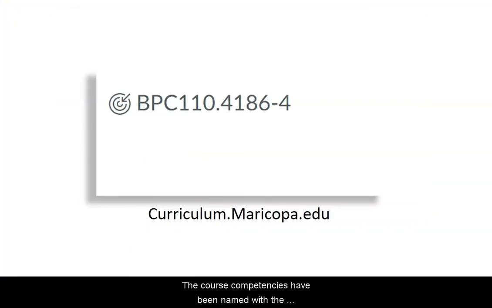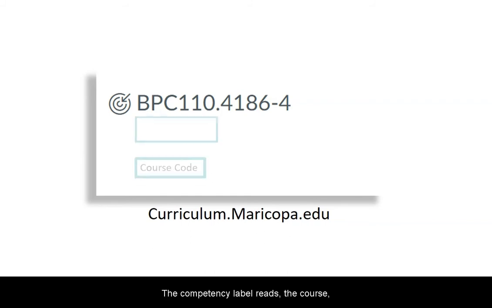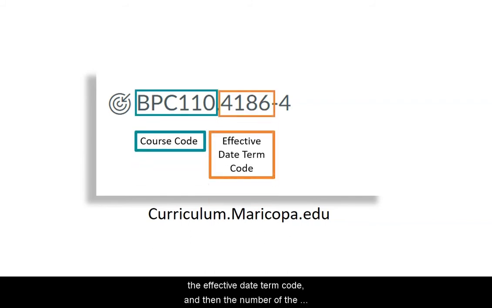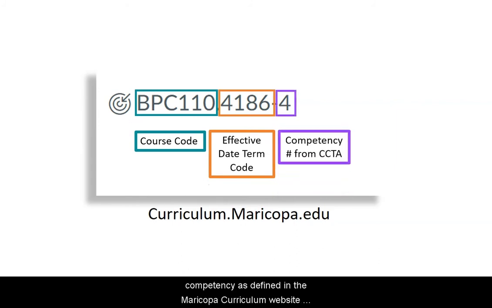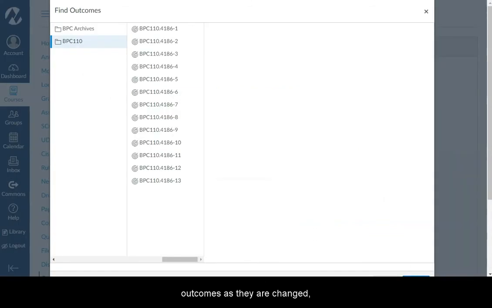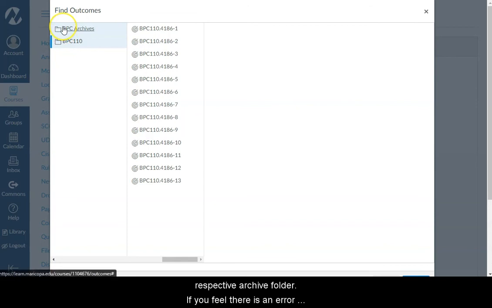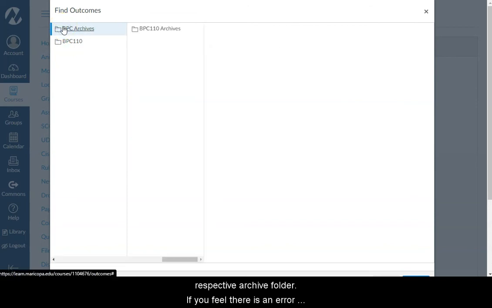The course competencies have been named with the understanding that they change. So the effective term date is included in the course competency. The competency label reads the course, the effective date term code, and then the number of the competency as defined in the Maricopa Curriculum website pages found at curriculum.maricopa.edu. Every year, the CTLA will update the outcomes as they are changed and move the retired course competencies to the respective archive folder. If you feel there's an error, please contact the CTLA so we can adjust as needed.